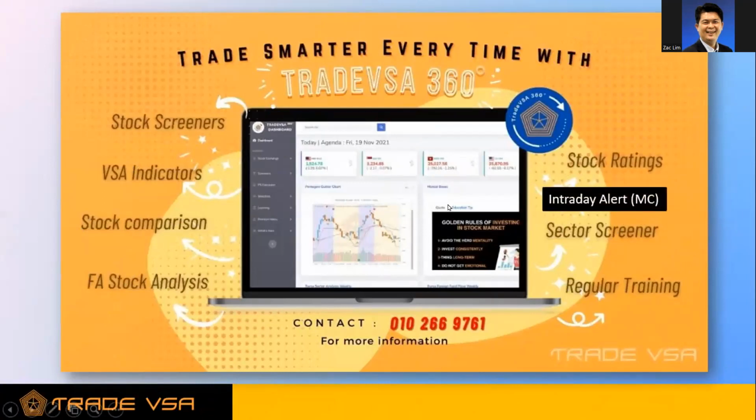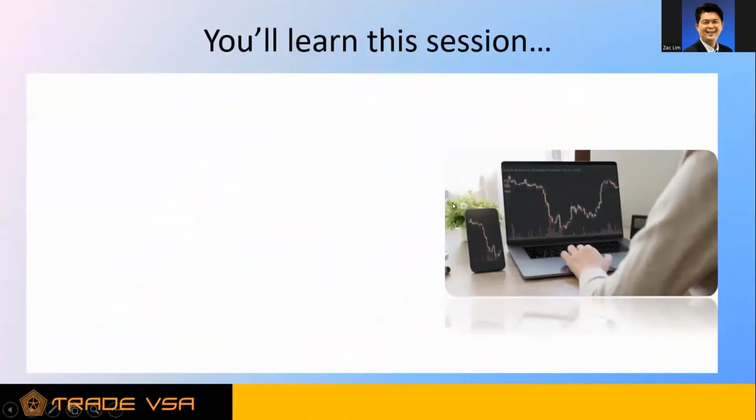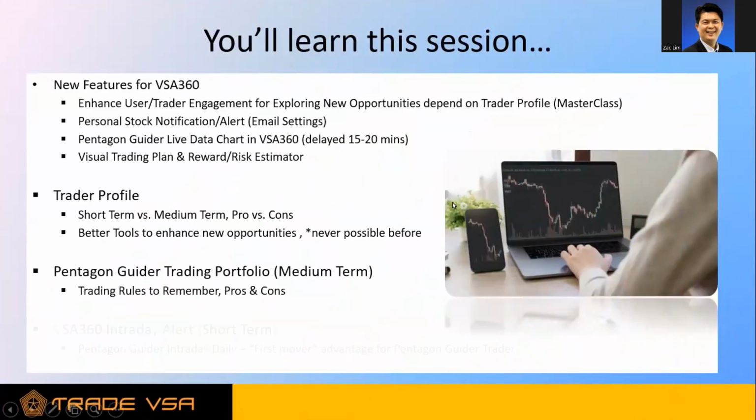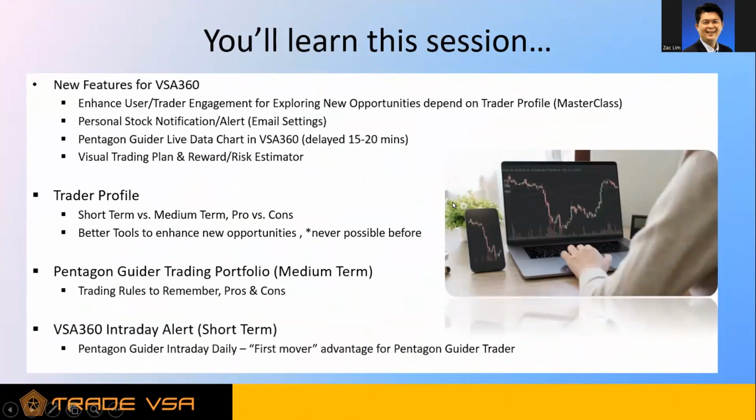And intraday alert is definitely one. Going forward tonight, what we intend to do is to look at a couple of things. The new feature of VSA to enhance the user and trader engagement, to explore new opportunities. Now, the tools are getting better. All right, so we also need to enhance the trader fitness too, right? And that's why we have the personal stock notification email alert.